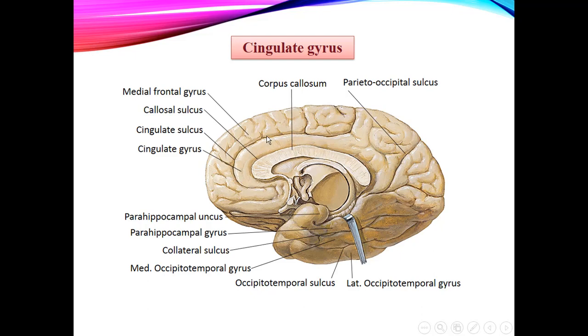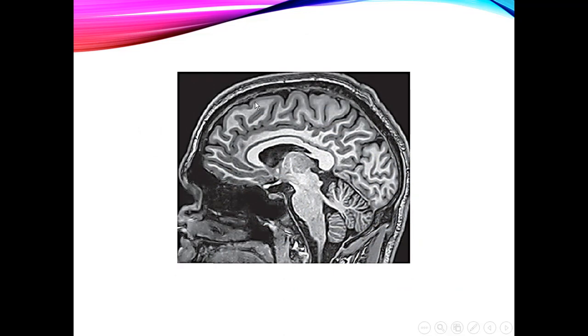This sulcus is the cingulate sulcus. So remember that we've got a cingulate gyrus and a cingulate sulcus, and the cingulate sulcus separates the cingulate gyrus from the medial frontal gyrus and also from the paracentral lobule, and as you see, the posterior end of the cingulate sulcus becomes continuous with the marginal sulcus. This is the marginal sulcus just behind the paracentral lobule.